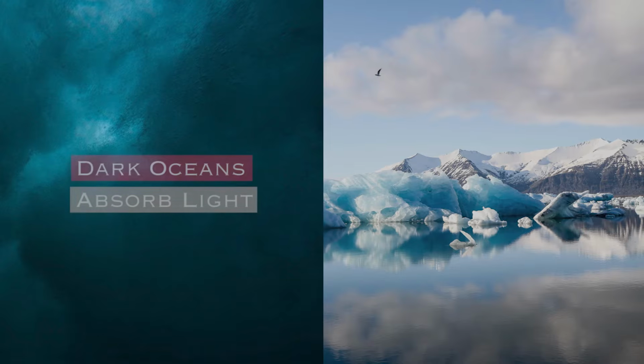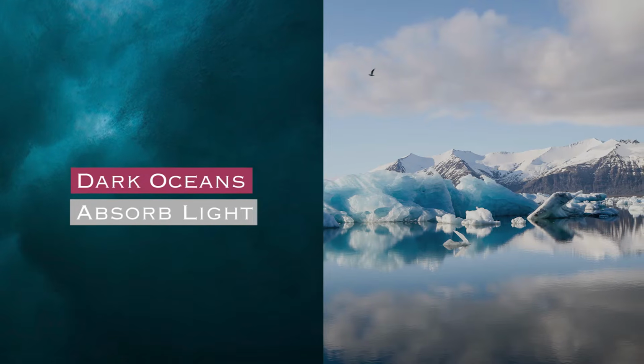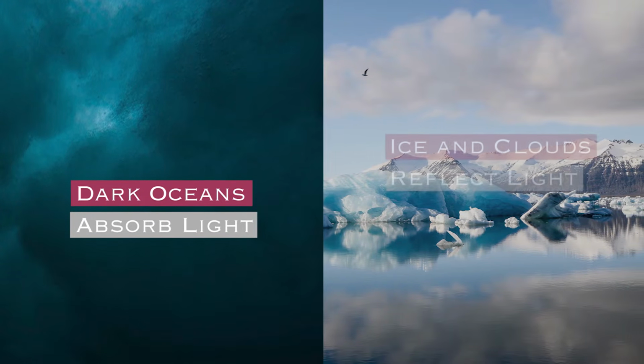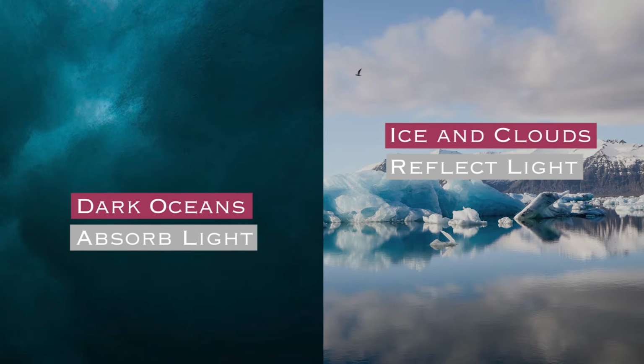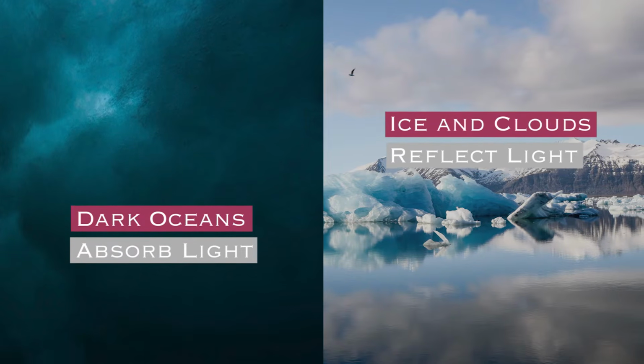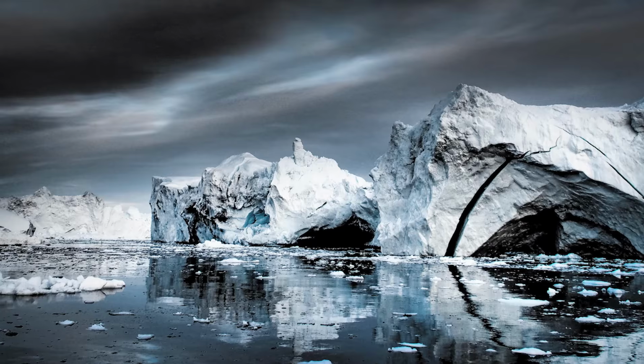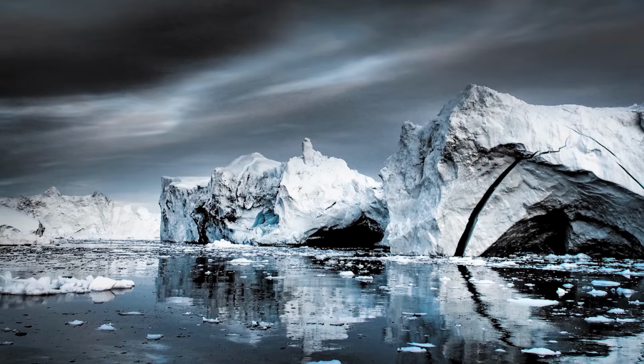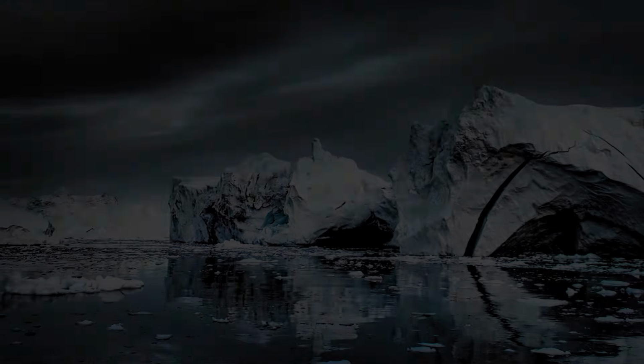Dark ocean water absorbs incoming solar radiation really well because it's not very reflective. Ice and clouds are really good at reflecting that solar radiation back to space. Much of the extra energy in the climate system is getting absorbed by the vast oceans and heating them up.